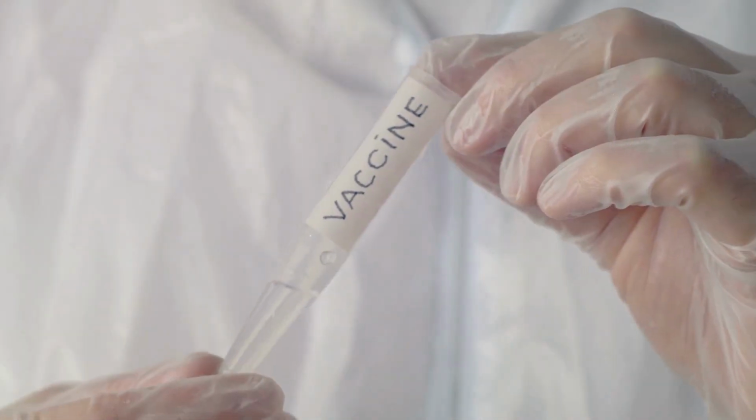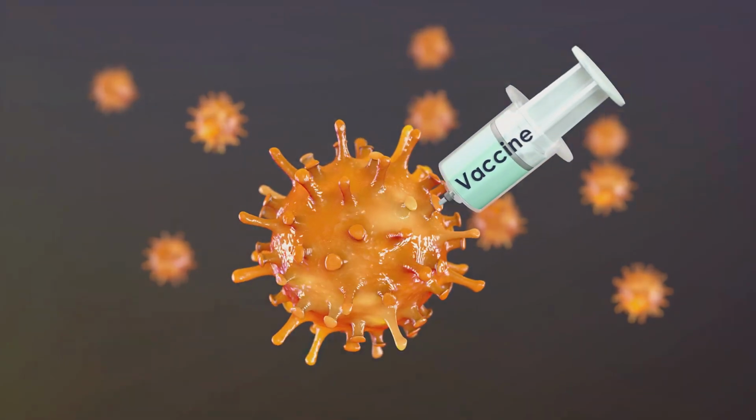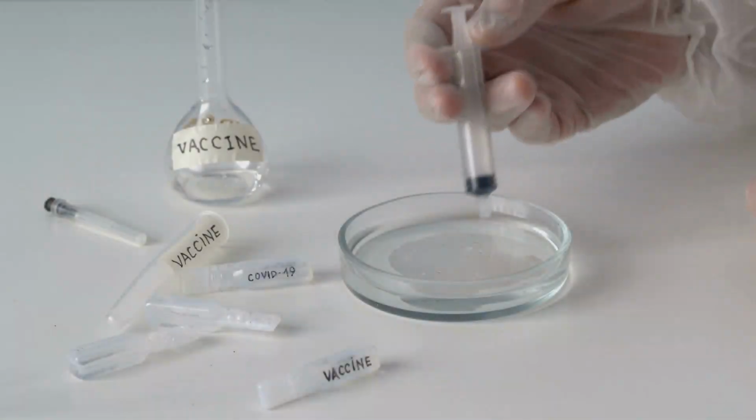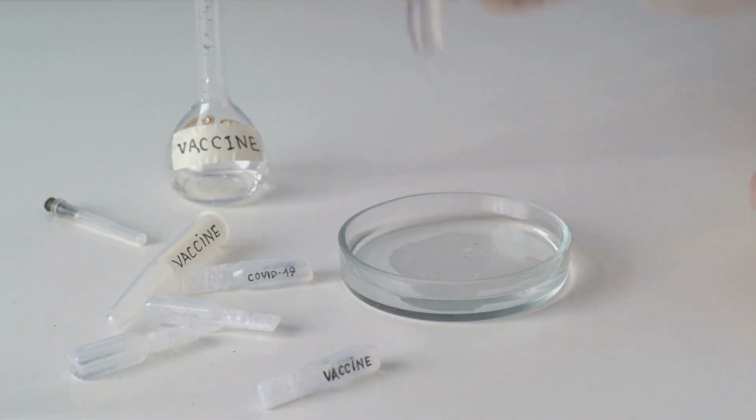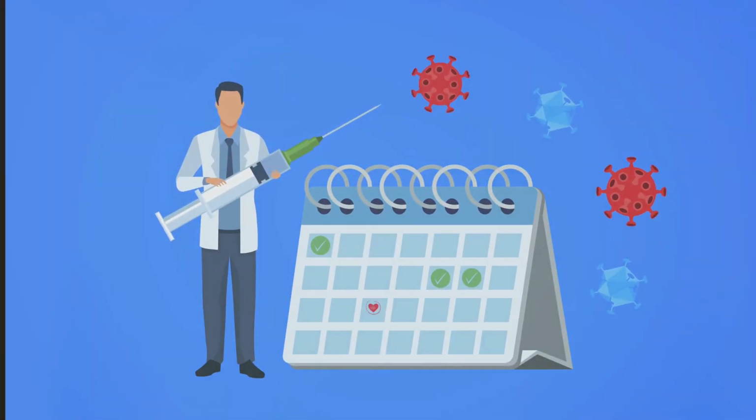Adjuvants are substances added to vaccines to enhance the immune response. They can actually help reduce the amount of vaccine needed, or even cut down on the number of booster shots required.